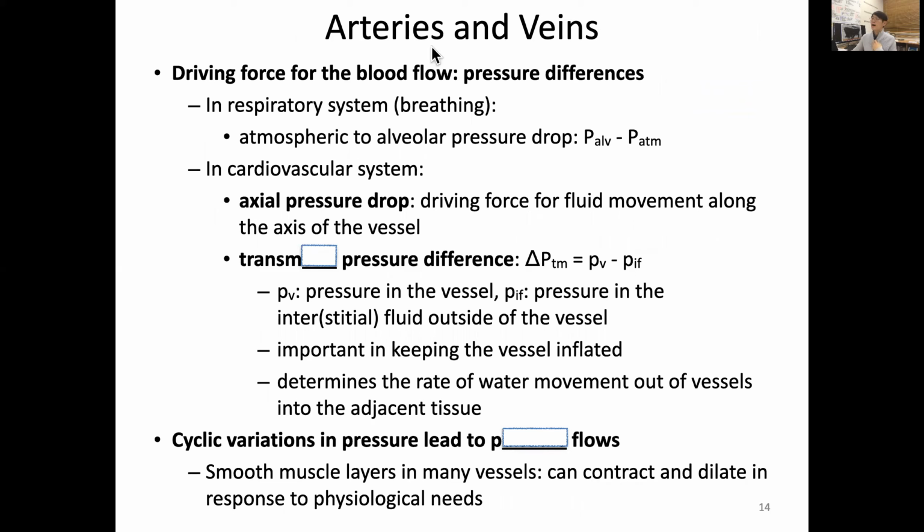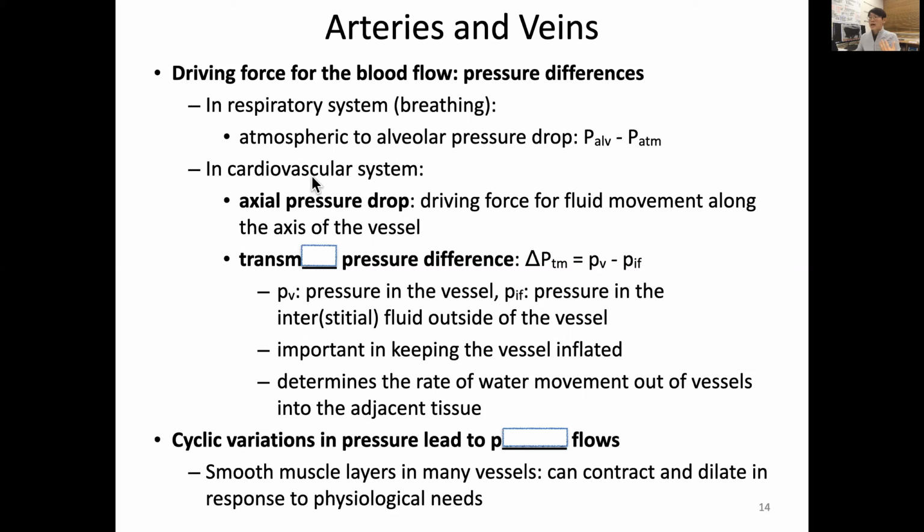Let's talk about arteries and veins. The driving force for the blood flow is pressure difference. We already learned that in the respiratory system of our breathing, there's also a pressure difference from the atmosphere to the pressure inside our lung alveoli. That makes respiratory ventilation. So the pressure in the alveoli minus the atmospheric pressure makes us breathe, that pressure difference.